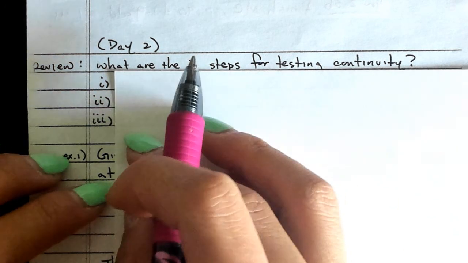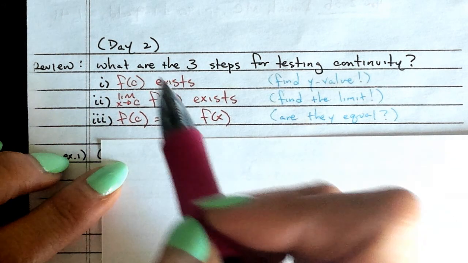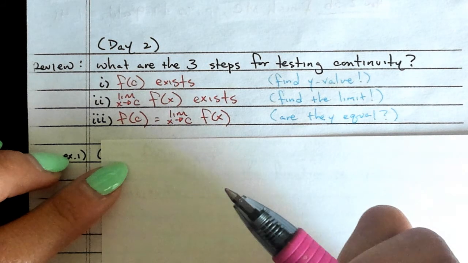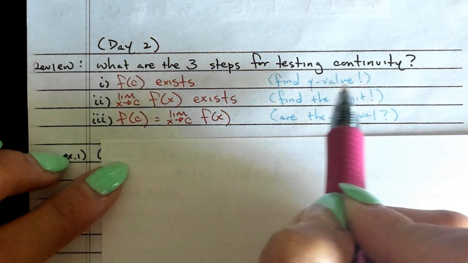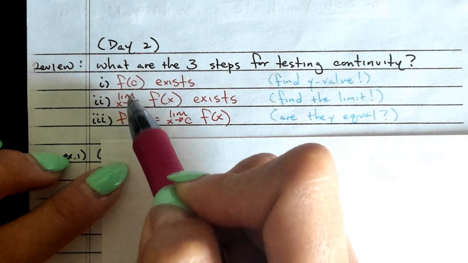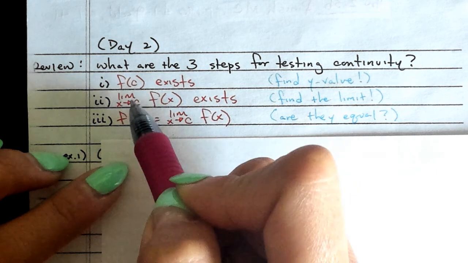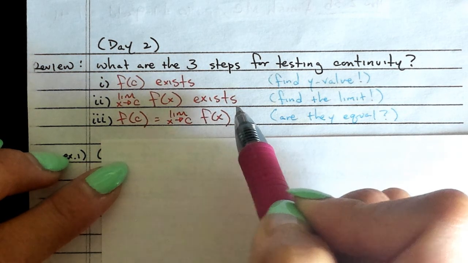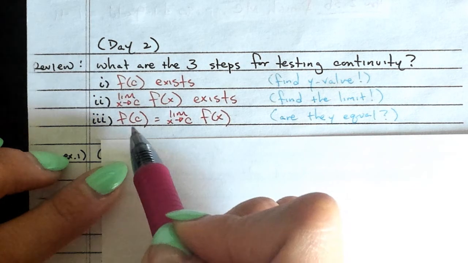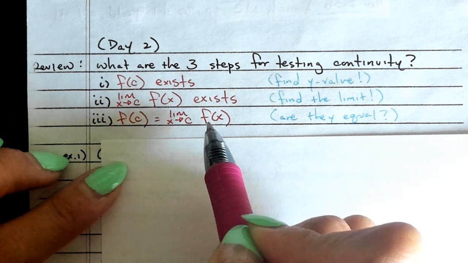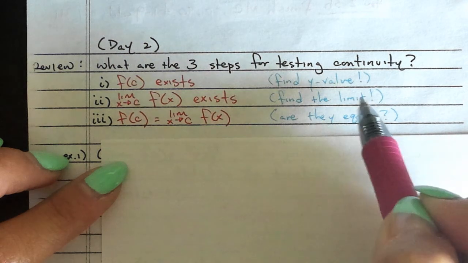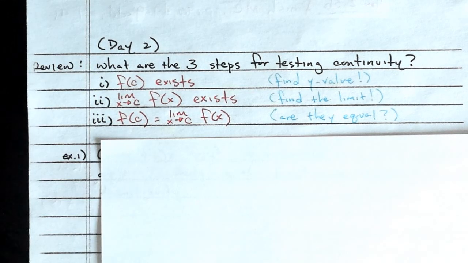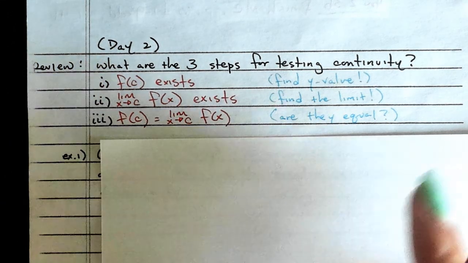Alright, here you go. So the first step is you see if f of c exists. So see if the y value exists, okay? And then the second step, find the limit as x approaches c of f of x and see if that exists. So you're finding the limit. The third step is to compare them. Are they equal? So find the y value, find the limit, are they equal? That's how you test for continuity, okay?